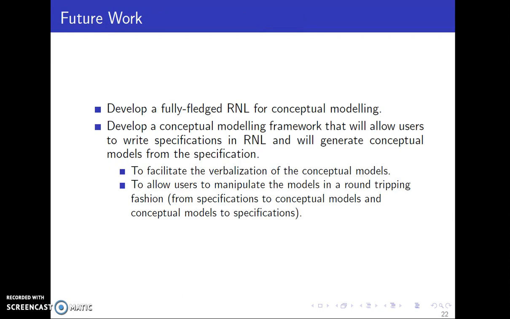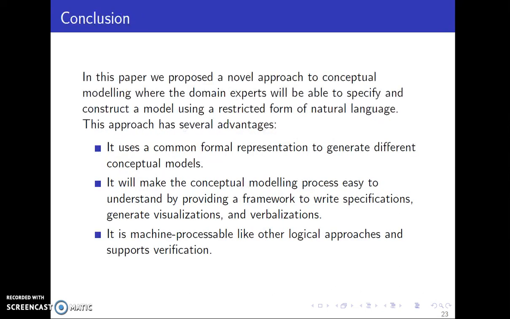Future work: to develop a fully fledged RNL for conceptual modeling which can cover all these three. That means entity relationship diagram, object role modeling diagram, and UML class diagram. Develop a conceptual modeling framework that will allow users to write a specification in RNL and will generate a conceptual model from the specification. So the main key idea is to facilitate the verbalization of the conceptual models and to allow users to manipulate the models in a round-tripping fashion. That means from a specification to conceptual models, from conceptual models to a specification.